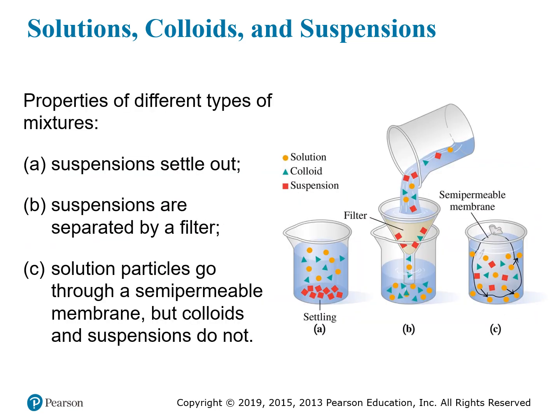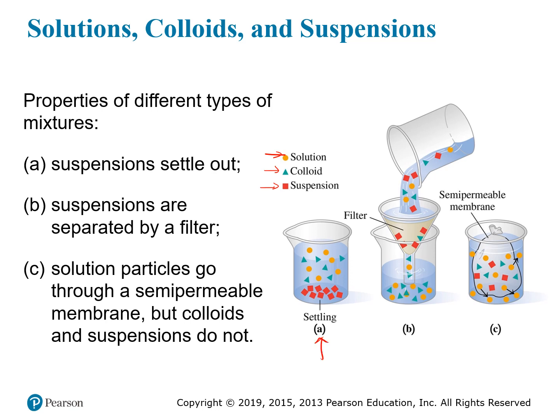Now we can use these properties to separate a mixture that might have a few different types of solute particles in it. You might have some small solution particles represented by these yellow circles, some medium-sized colloids represented by these bluish-green triangles, or you might also have large suspended particles represented by these red squares. If all of these types are mixed together in one mixture, there are a few things we can do to separate them.